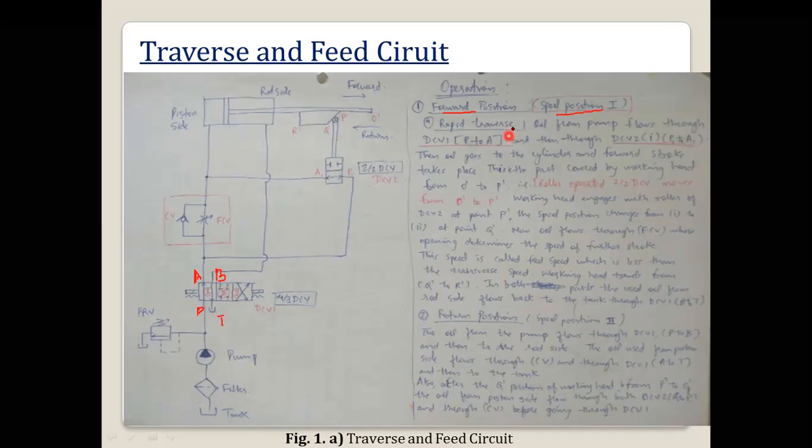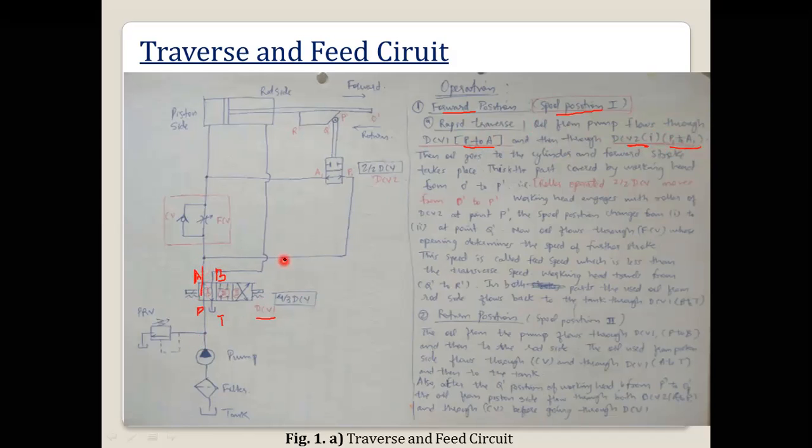So here, that is the rapid traverse. First, oil from the pump will flow through the DCV1. This is the DCV1, that is a 4 by 3 DCV. It will flow from P to A, and then through the DCV2, which will be P1 to 1. So here you can see oil is flowing P to A.